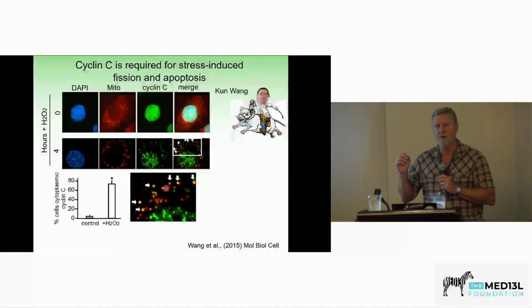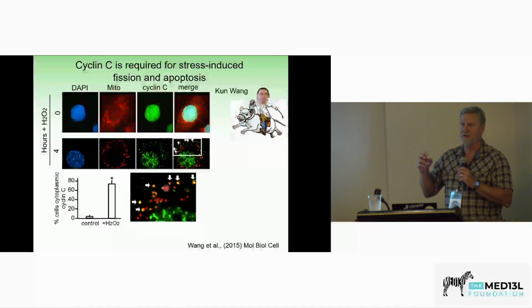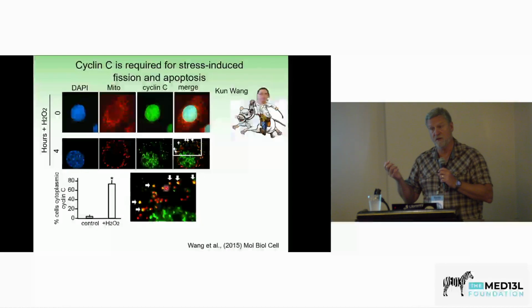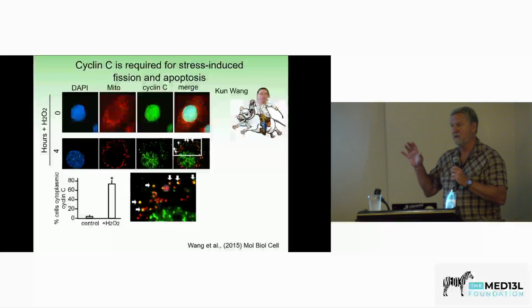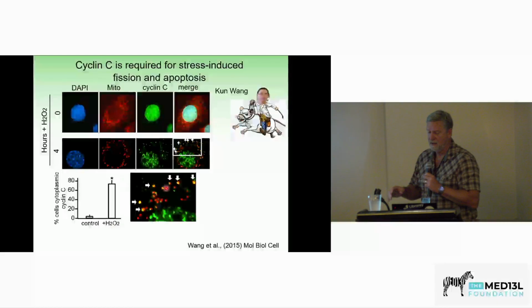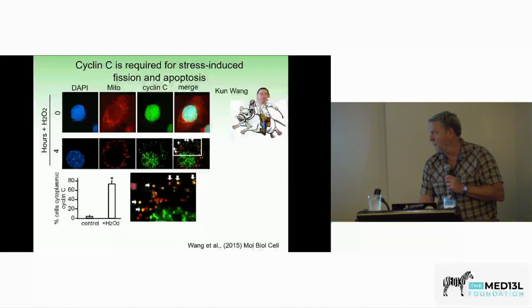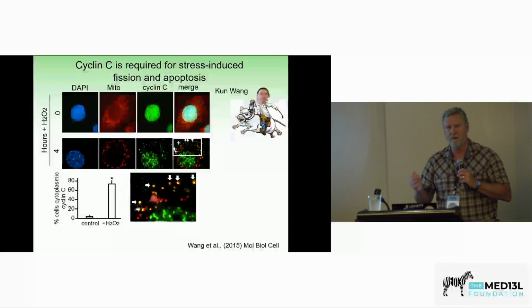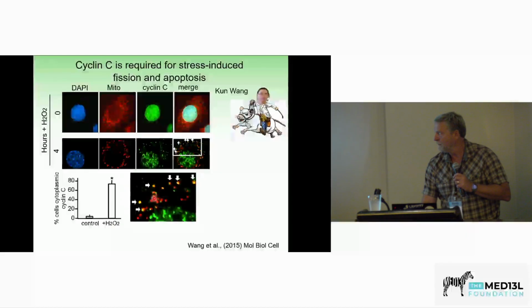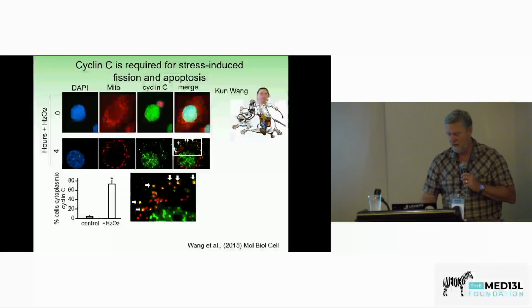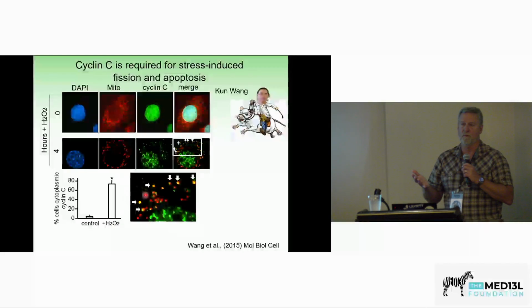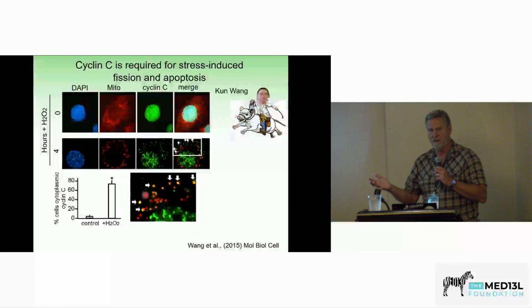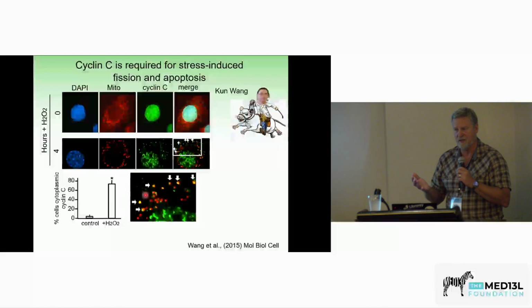We subsequently used this data and did more studies. We found that cyclin C actually directly interacts with DRP1, this fission protein, and allows this mitochondrial fragmentation to happen. And this is the first step in programmed cell death. Now, the important thing here, and we'll be talking about this again, is that cyclin C has a job in the nucleus, regulating transcription, but when you take it out of the nucleus and put it into the cytoplasm, it has a completely different role, activating this fission protein and causing mitochondrial fragmentation.